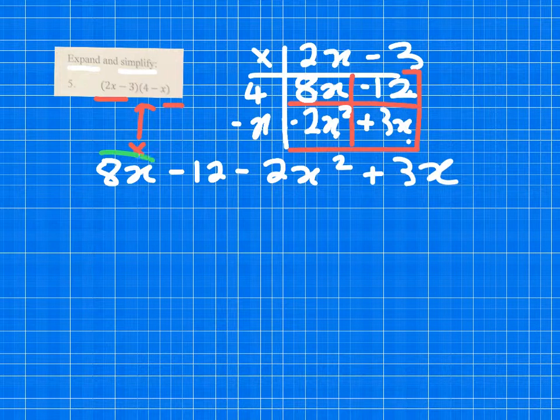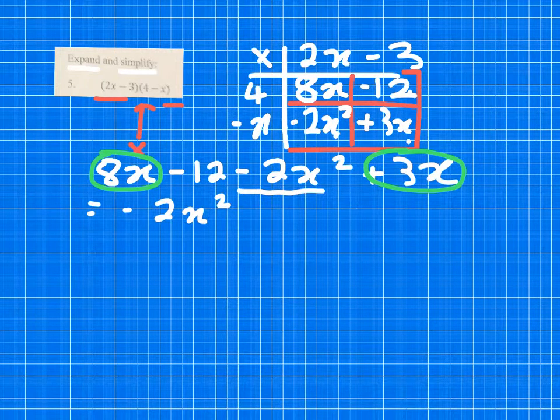We've got an 8x and we've got a plus 3x, which is going to give us 11x. Normally when we write our quadratic, we put the x squared term first. So the simplified version would be minus 2x squared, plus 11x, and minus 12.